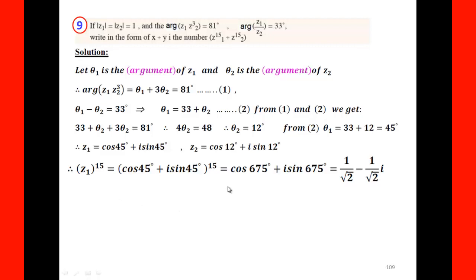It equals cosine of 45 multiplied by 15, which is cosine 675, and sine 45 multiplied by 15, which equals sine 675. On your calculator, cosine 675 equals 1 over root 2, and sine 675 equals negative 1 over root 2, times i.